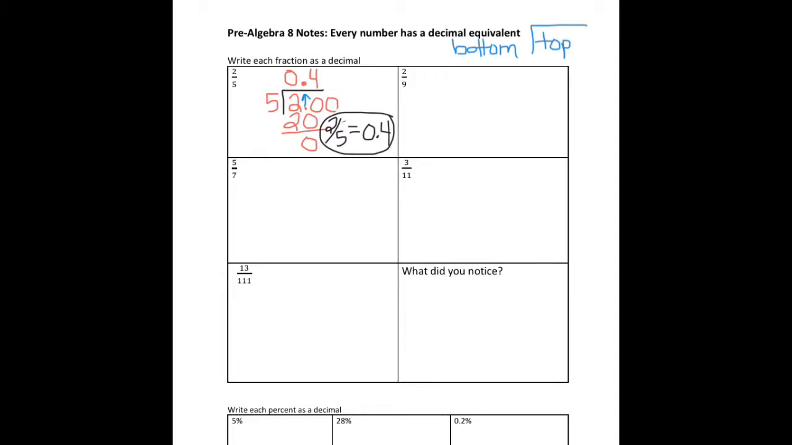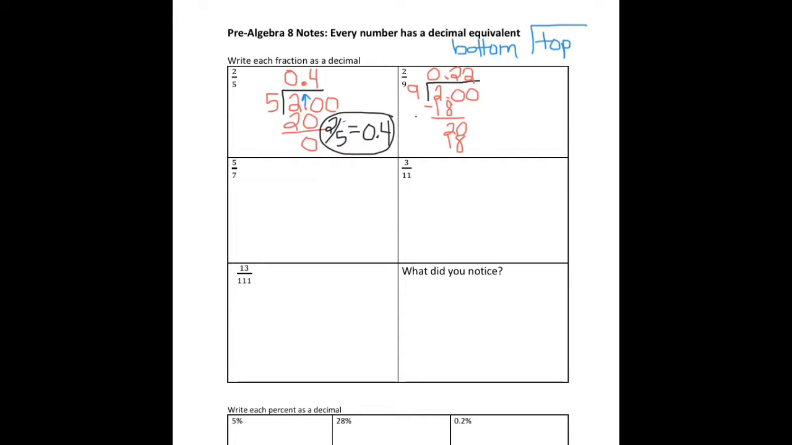All right, let's look at the fraction 2/9. So 2/9, 2 is going to go on the inside, 9 is going to go on the outside. And again, just like before, I'm going to add a decimal place and put a couple of zeros there, and I'm going to drive my decimal straight upstairs. Does 9 go into 2? No, it does not. Does 9 go into 20? Yes, it does. 9 times 2 is 18. 20, take away 18 is 2. Bring down a 0. Does 9 go into 20? Yes, it does. 2 times 9 is 18.